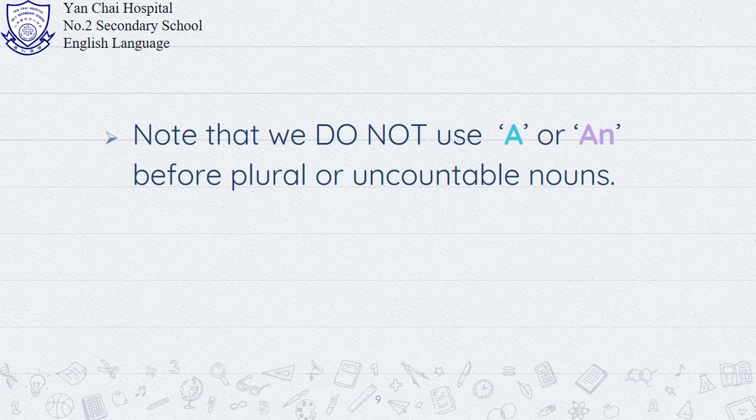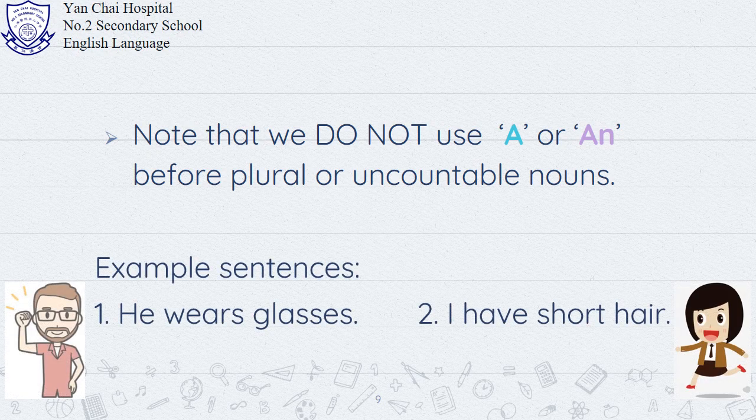Please note that we do not use a or an before plural or uncountable nouns. Example sentence: Number 1. He wears glasses. Number 2. I have short hair.